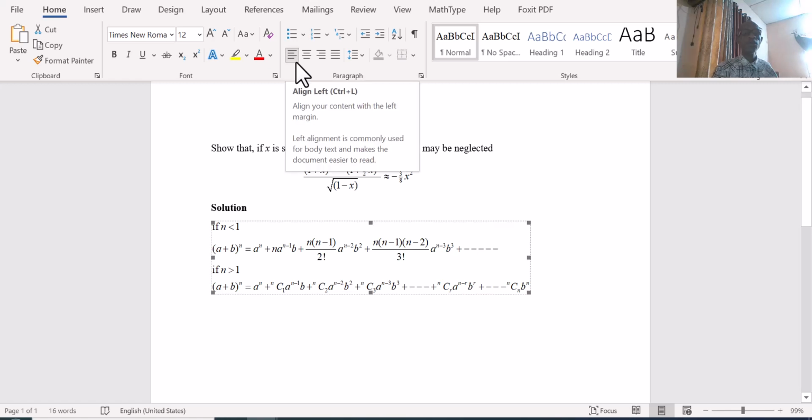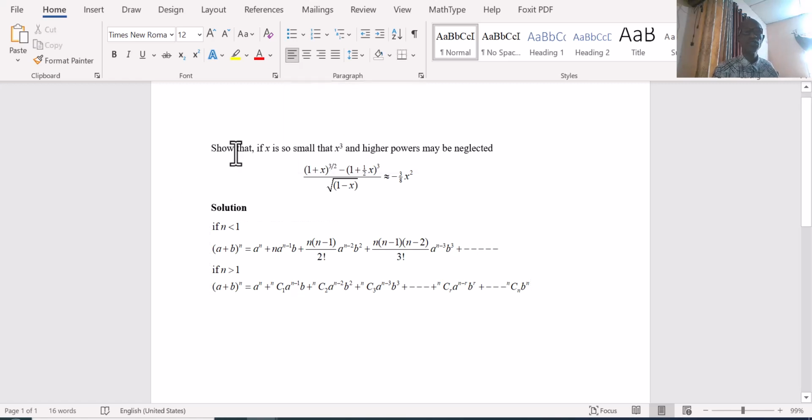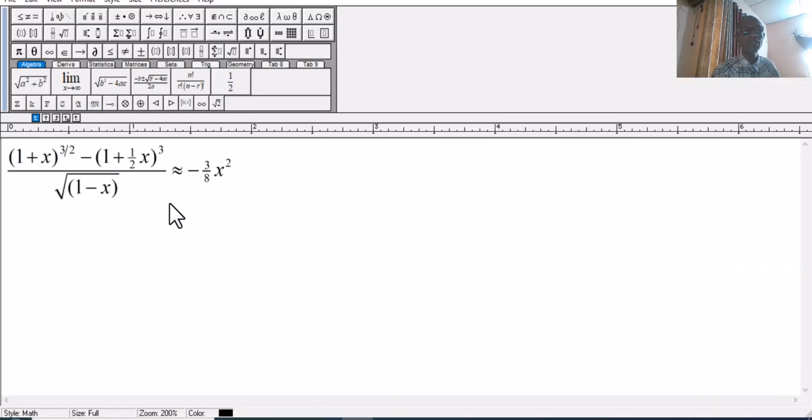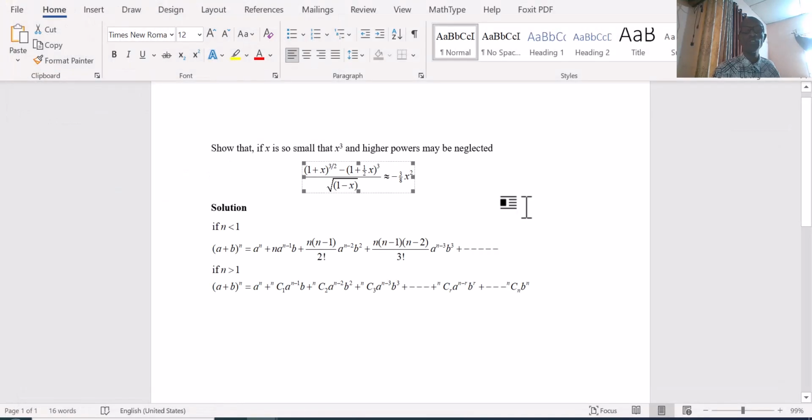So we are given this binomial expansion to show that if x is so small that x cubed and higher powers may be neglected, we are asked to expand this. This is what we are asked to expand. So we're going to start the expansion now. But before we start the expansion, I need to make you aware of this.